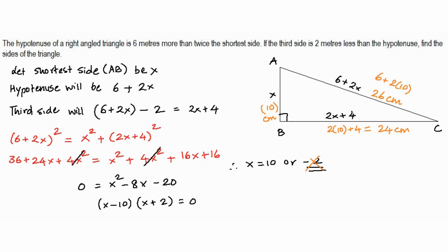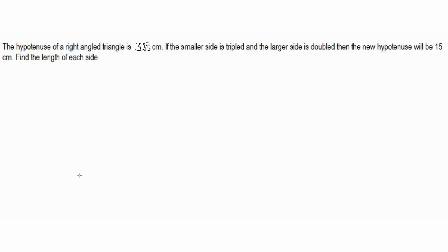Moving on to the next question. Let us consider the following question. The hypotenuse of a right angle triangle is 3 root 5 centimeters. So there is a right angle triangle whose hypotenuse is 3 root 5 centimeters.